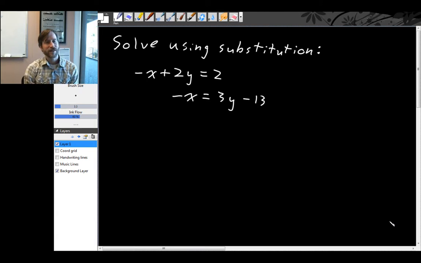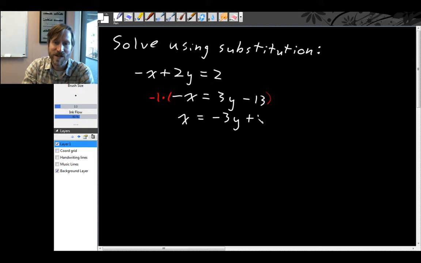Incidentally, one reason why you would want to use substitution for this particular system is because one of the two equations, the second one here, seems like it would be easy to solve for one of the two variables. The second equation is going to be very easy to solve for x, because x is already almost isolated. And that's what makes substitution work. So let's take this equation and solve it for x. We can do that by multiplying both sides of this equation by -1. That turns this equation into x equals negative 3y plus 13.